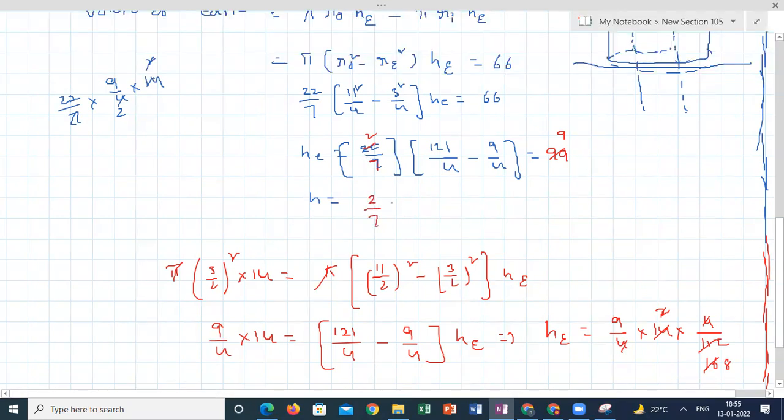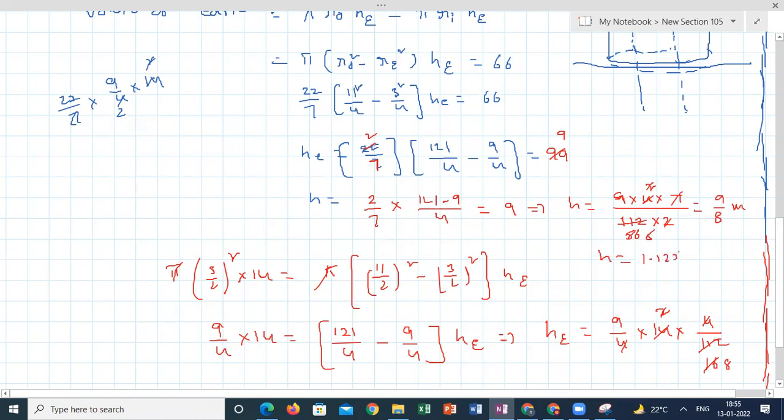This will be 2 by 7. This will be 121 minus 9 by 4 is equal to 11 2s, 11 9s, 9. From here, h is equal to 9 into 4 into 7 divided by 112 into 2. 2 times, 2 5s, 6 times, 7 8 times. So this is also correct. 9 by 8 meter, which is h equal to 1.125 meter. Yes. Sorry students, a little confusion in calculations.